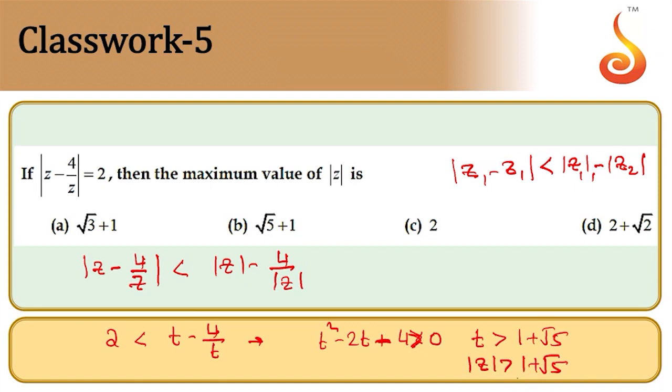So the minimum value will be... Sorry, we are talking about the maximum. The maximum value of mod z will be root 5 plus 1. Maximum value will be 1 plus root 5.